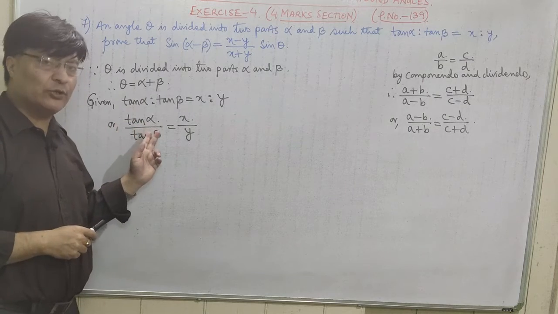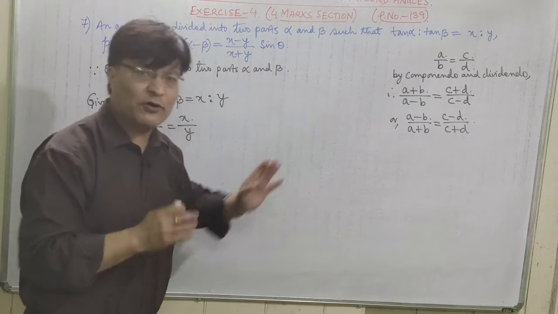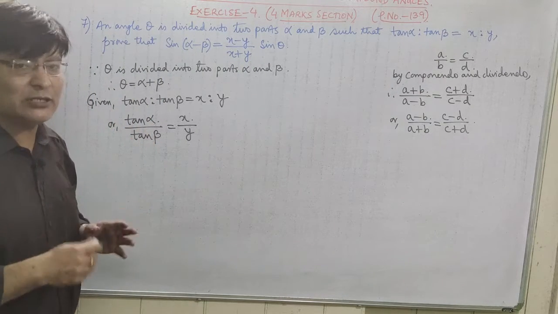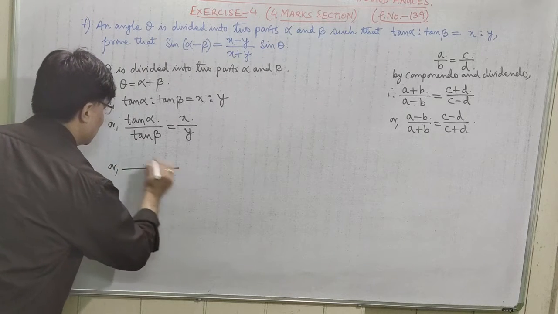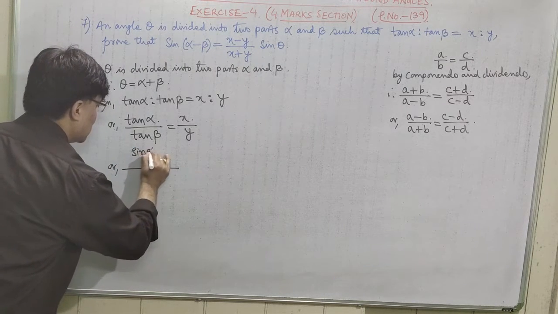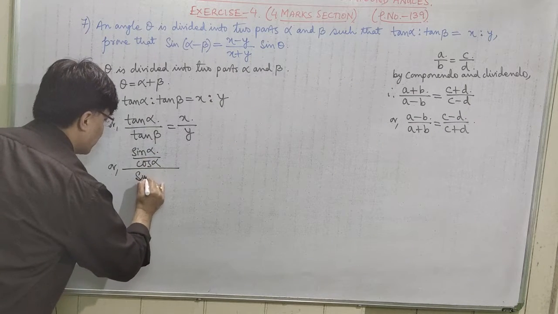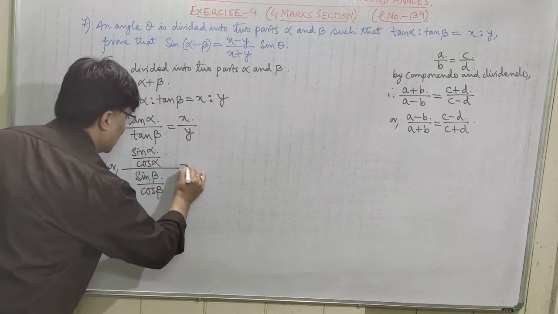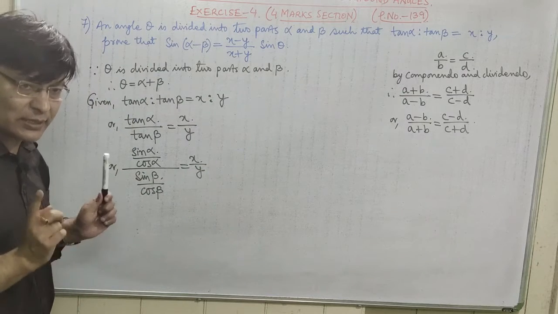So in this case also you have to use componendo and dividendo. But before that, let us convert this tan alpha and tan beta in terms of sine and cos. So what is tan alpha? You know that this is sine alpha by cos alpha. What is tan beta? It is sine beta divided by cos beta, which is equal to x upon y. Is it clear now?